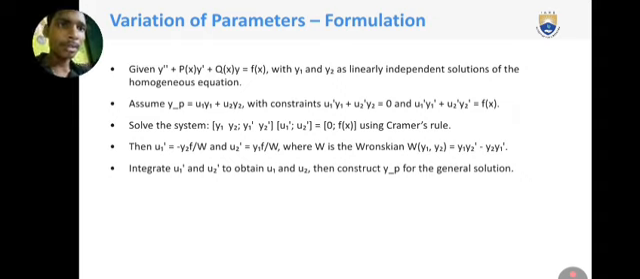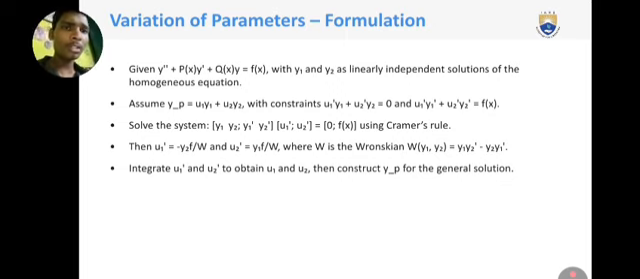Variation of parameters formalization. Given y'' + p(x) y' + q(x) y = f(x), with y1 and y2 as linearly independent solutions of the homogeneous equation.